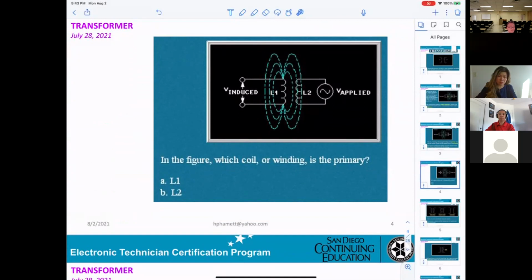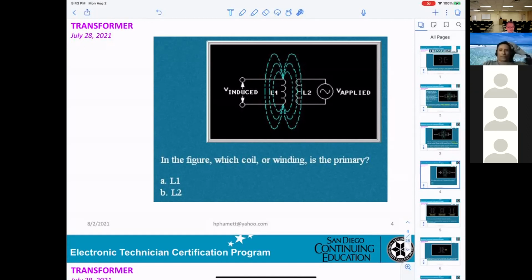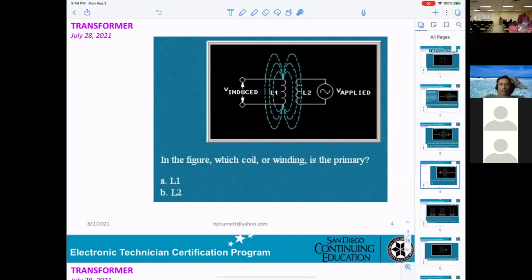L1. L1 is primary. L2 would be, well, I stand corrected. L2 is the one that's receiving the applied AC voltage. L2 is the primary, and L1 is the secondary, where the voltage is induced.